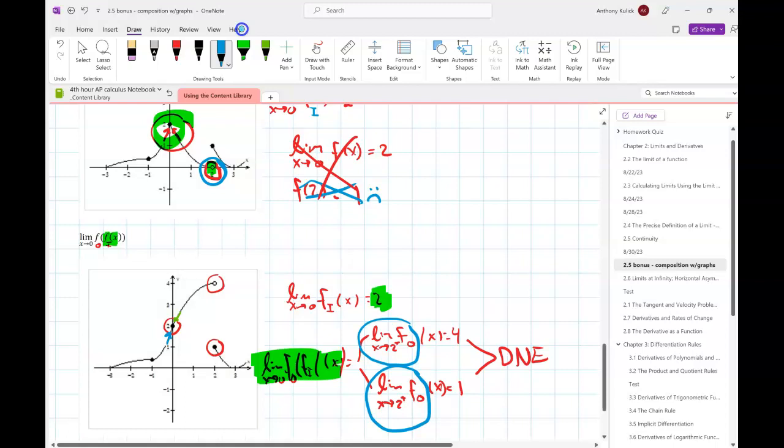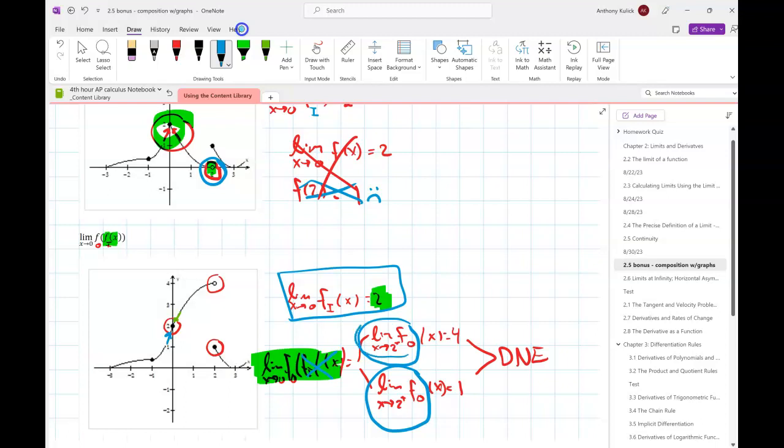So here we have the limit as x goes to 0 of a composition, right? So if the inner part is going to 2, I can ditch the insides and just write the outer part going to 2, which is what I did there. Now here, because it's a jump discontinuity at 2, I have to do a left-hand and a right-hand.